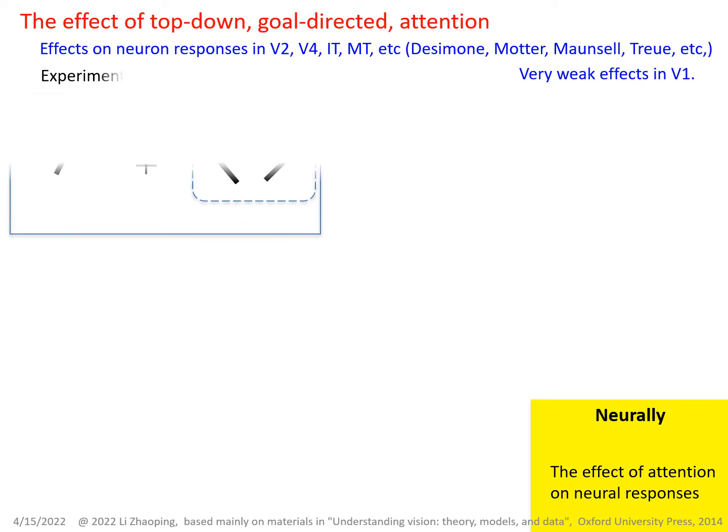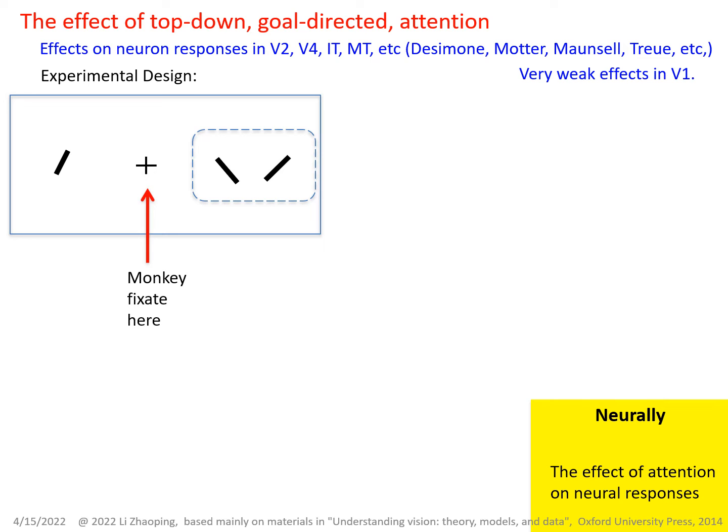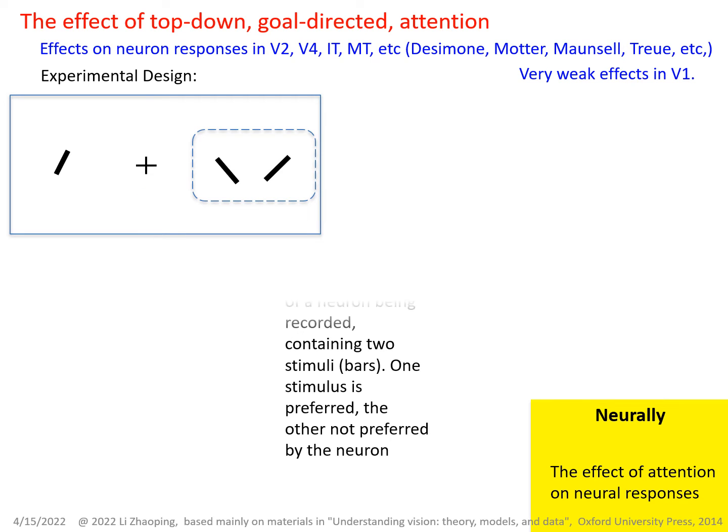The experimental design is often like this. Here is the display screen. The monkey fixates on the central cross. This dashed box marks the receptive field of a neuron being recorded. But of course, this dashed box is only for illustration here, and it's not shown to the monkeys in the visual display. And this receptive field contains two visual items, in this example, two bars.